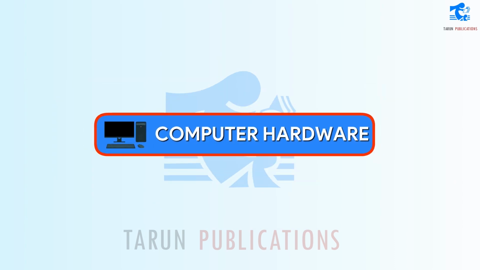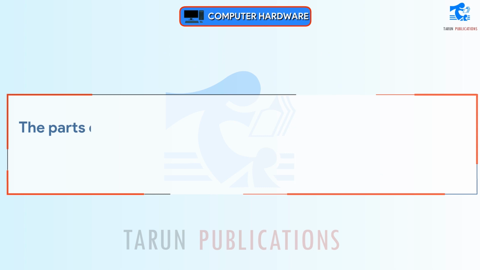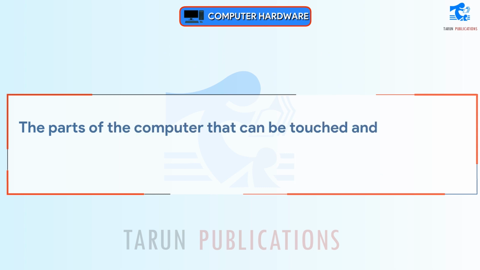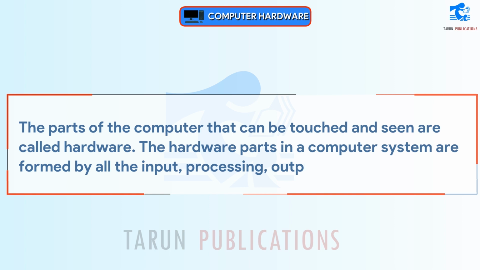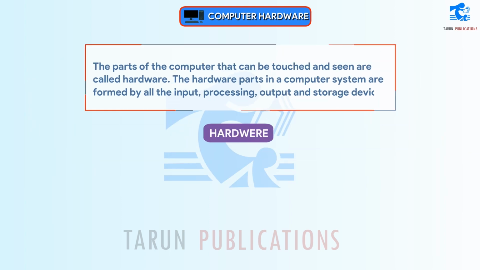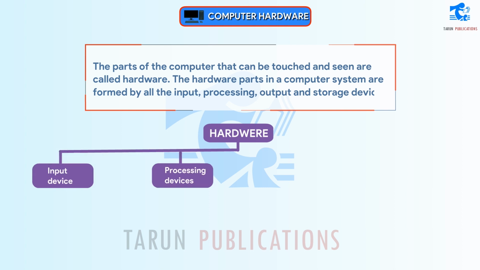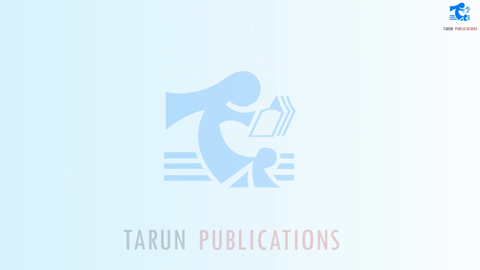Computer hardware. The parts of the computer that can be touched and seen are called hardware. The hardware parts in a computer system are formed by all the input, processing, output and storage devices. Hardware: input devices, processing devices, output devices, storage devices.